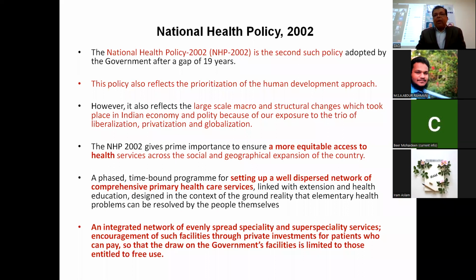Then it also talks about setting up a well-dispersed network of comprehensive primary health care service. We talked about this earlier also. A very comprehensive, visible, viable system of primary health care. Because till now we have understood that we cannot achieve the targets related to health indicators or health outcome without ensuring the functioning of a robust primary health care system. And so the NRHM that we just talked about in the previous class, basically that was a product of this National Health Policy 2002, right? So there were several important measures introduced in the National Health Policy 2002.